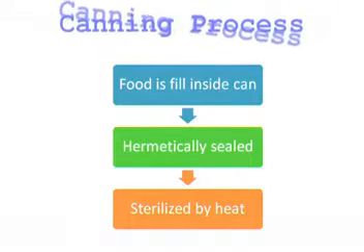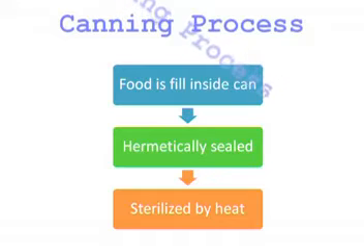Basically, there are three important steps in canning process. The first, food will be filled inside the can. Second, it will be hermetically sealed. What is hermetically sealed? It means that it has the quality of being airtight, or in Bahasa Melayu, kedap udara. And the last important step is the can will be sterilized by heat. So now, let's watch the video of canning process.